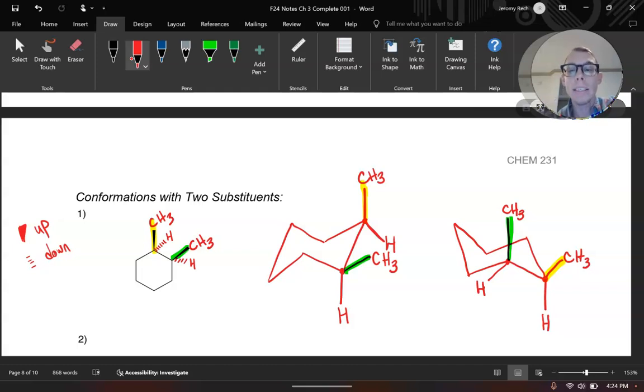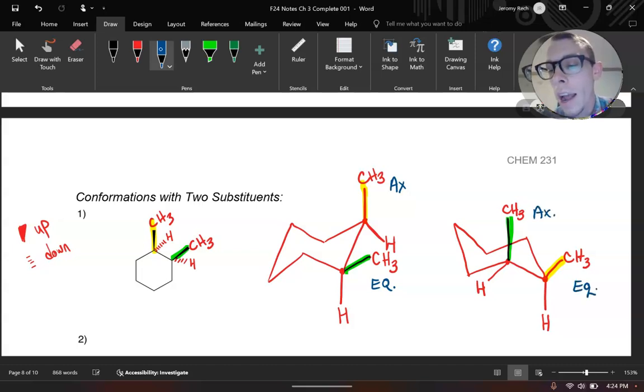And to make that assessment, we're going to try to put our biggest group in our equatorial position. If I look here, though, in my very first one, I have an axial and an equatorial. If I look on my second one, my chair flip, I have an axial and I have an equatorial. So they're going to tie. I don't have one that's going to be more stable.